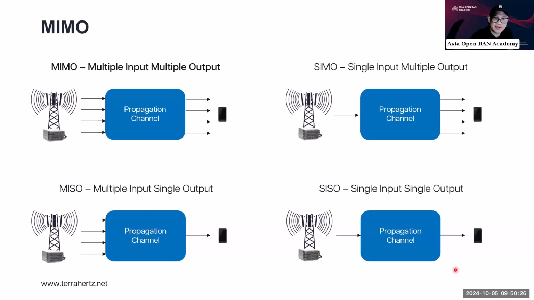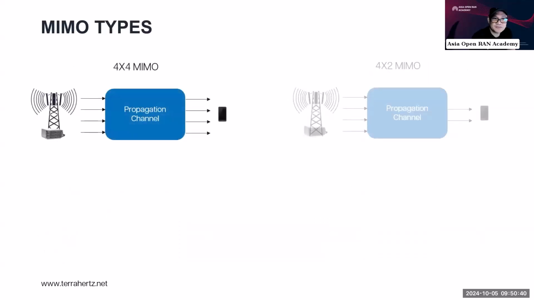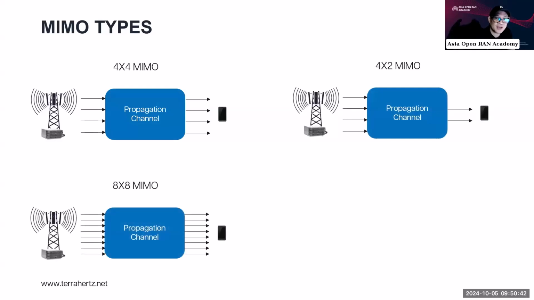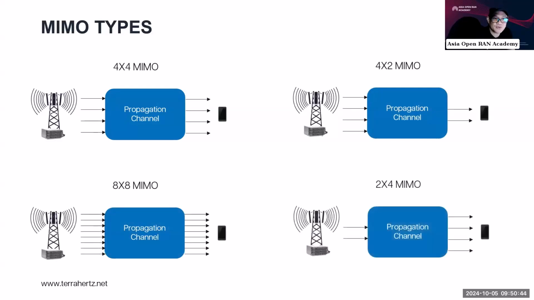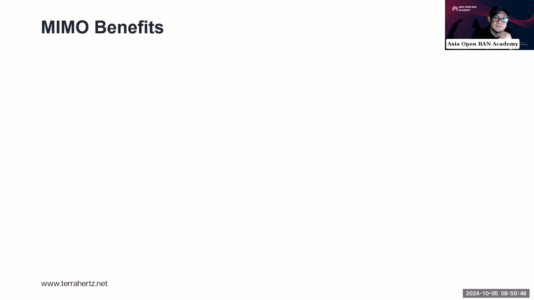So in terms of implementation, there are different implementations. We have transmission diversity, but we will just focus on the MIMO first. Multiple transmissions of data. In the MIMO type, we have 4x4 MIMO, 4x2 MIMO, 8x8 MIMO, and 2x4 MIMO. So what are the benefits of MIMO?